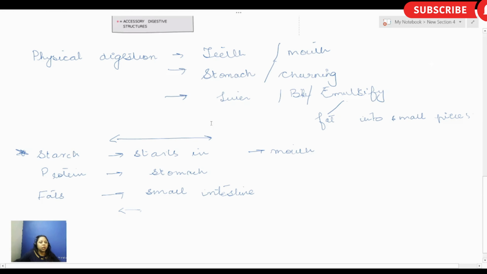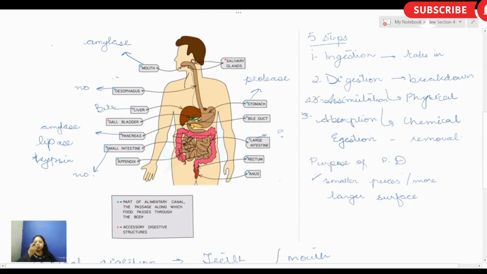Okay, now when the food is broken down into smaller pieces, the saliva is going to make it into a ball-like structure. That ball-like structure is known as bolus. Now the tongue is going to roll that food towards the back of our mouth, towards the back of our palate, and then it is going to be ingested.